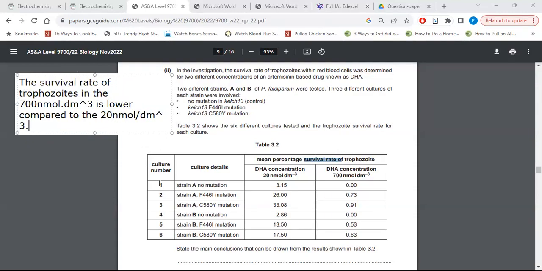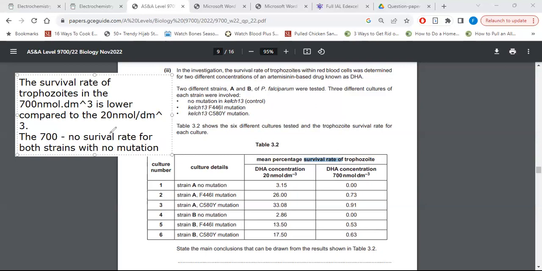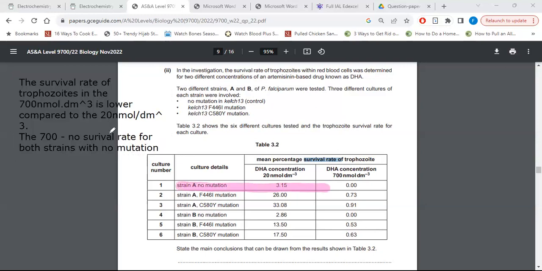Let's take a look at no mutation. So the 700 nanomolar one, there is no survival rate, right? No survival rate for both strains with no mutation. So when both the strains are showing no mutation, at 700 nanomolar, we have a survival rate of 0. So we can go ahead and talk about that, right?